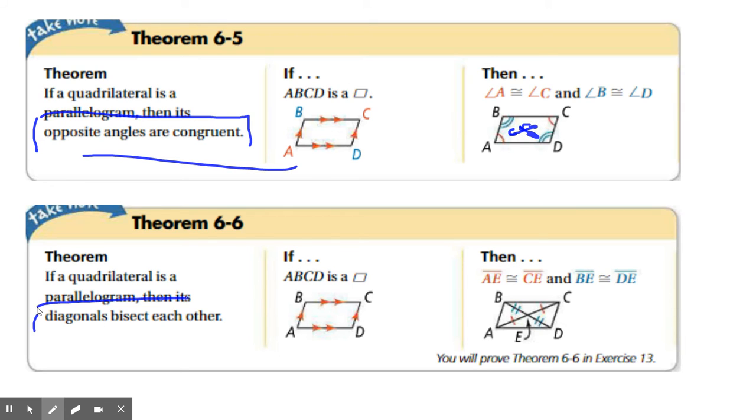And then you have the diagonals bisect each other. Now notice there is a longer diagonal and a shorter diagonal because these parallelograms are slanted. One of the diagonals is longer, one is shorter. But E is the midpoint of both diagonals. So it creates two equal segments on each diagonal.